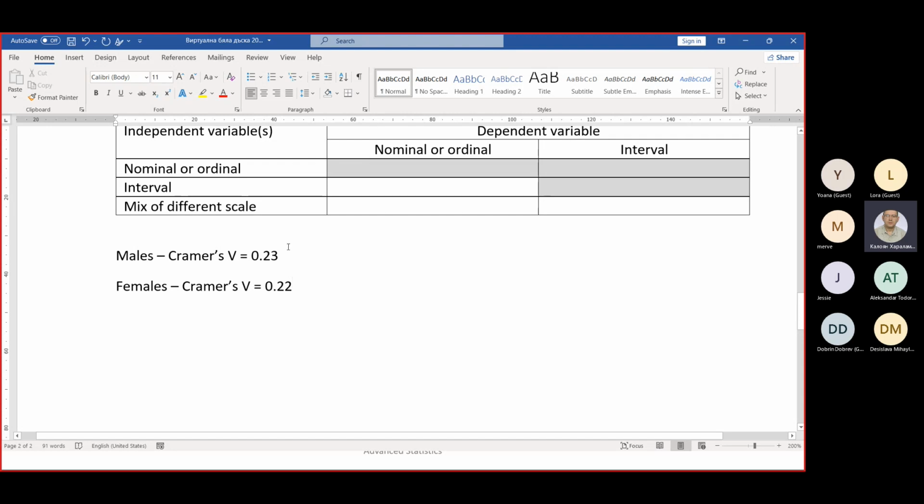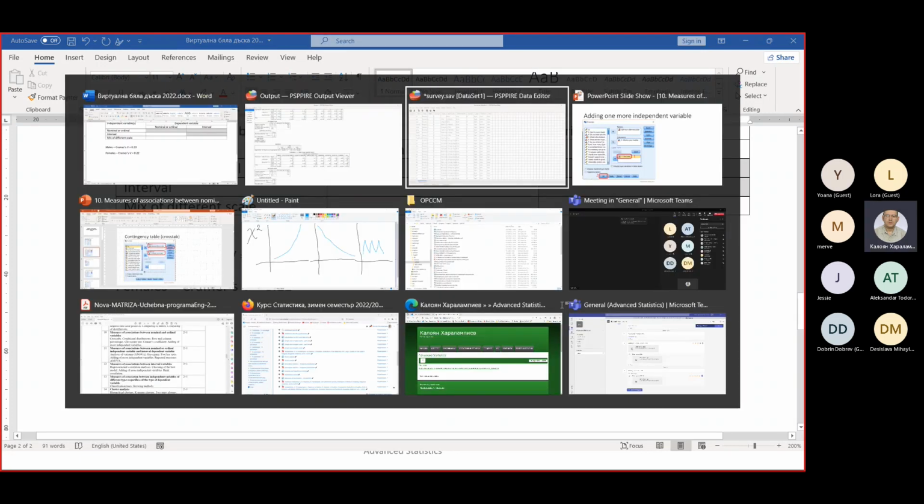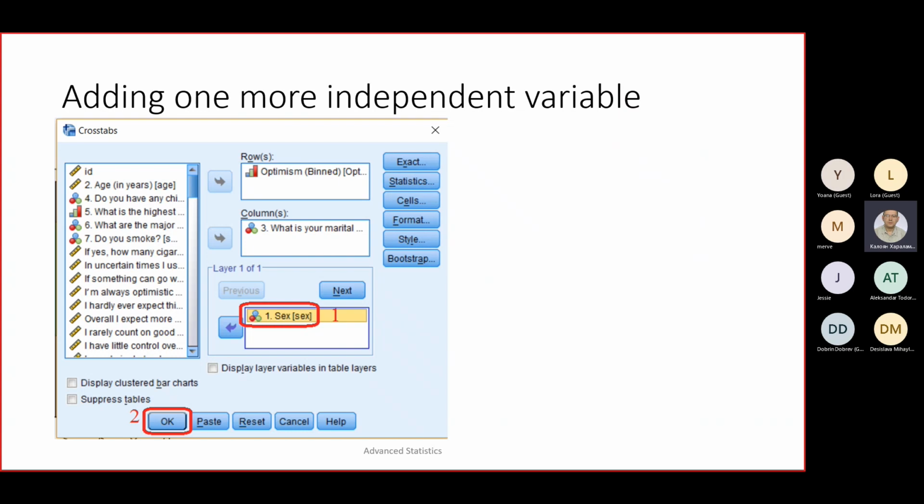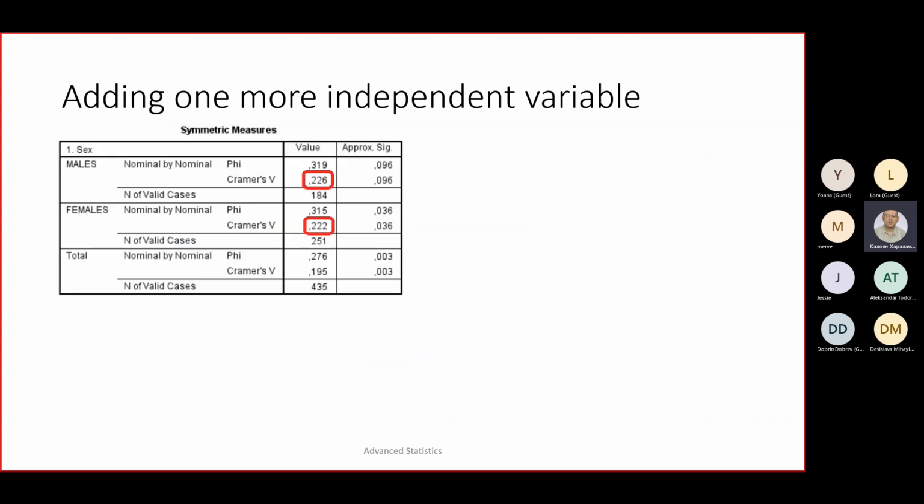And that means that this additional independent variable, in our case sex, does not influence the optimism, because the difference between these two coefficients is very small. So again, we could make charts here, but again only in SPSS.